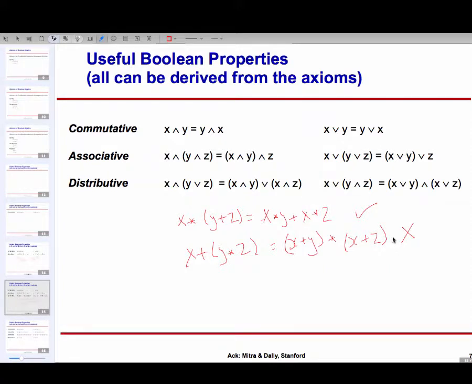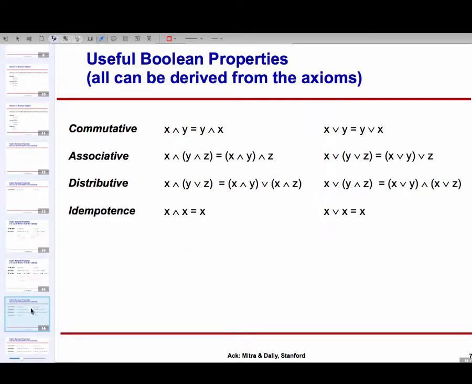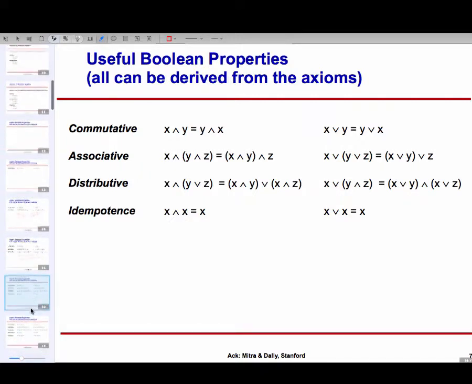So, it is precisely because of this that I do not want you to be using the plus symbol and the multiplication symbol, because that analogy doesn't hold true, and therefore I would really like you to use the proper symbols for these operators. So distributivity works both ways, and that leads to some interesting properties. Idempotence: x and x is x, x or x is x.